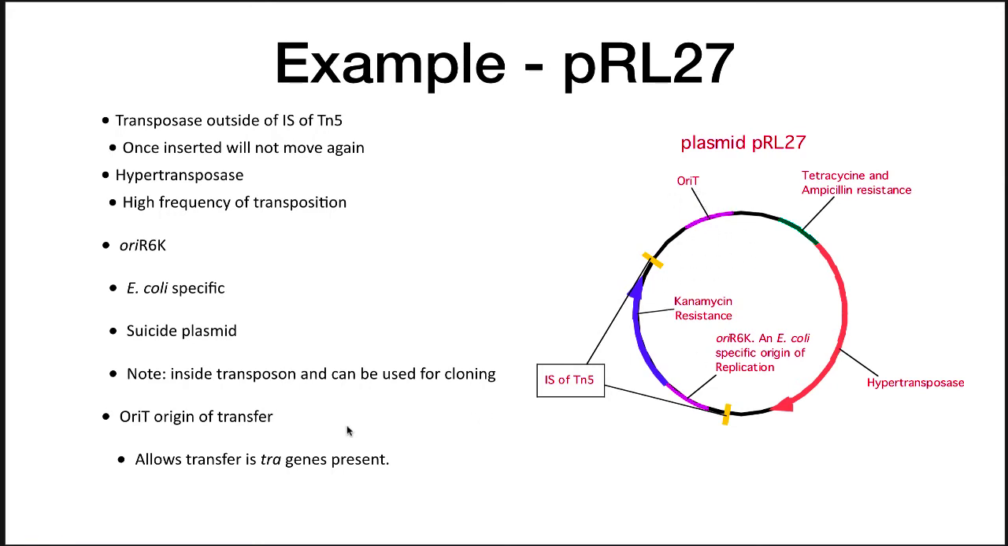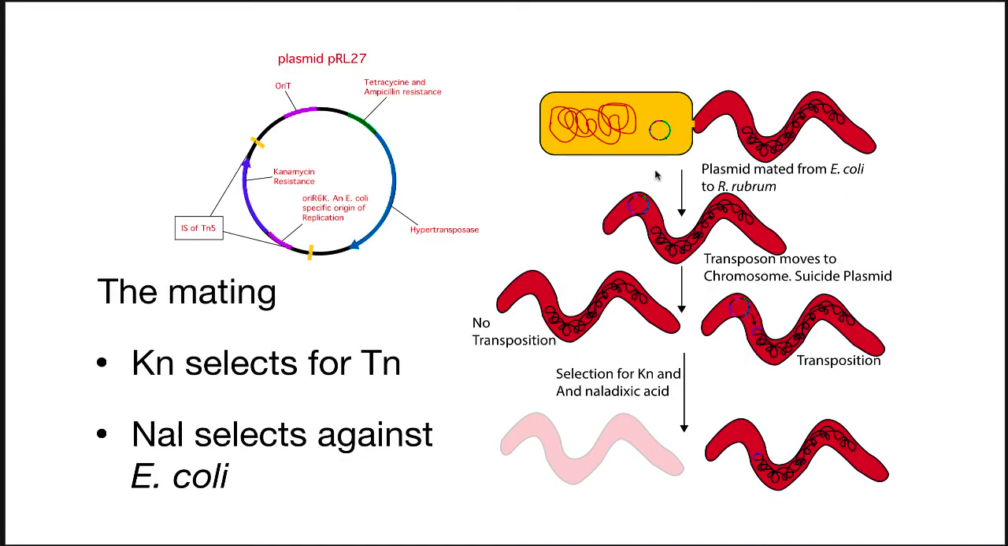So let's go through an experiment and show you how this thing is used. You will take E. coli, and you will mate it with an organism target of interest. In this case, we're using what's called Rhodospirillum rubrum, right?